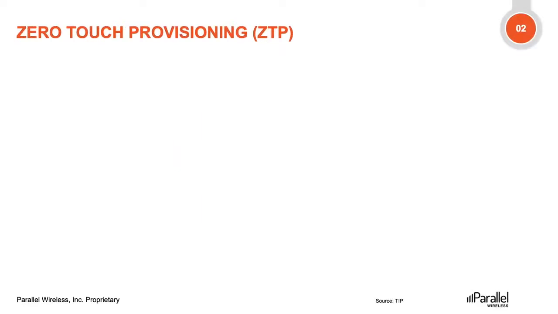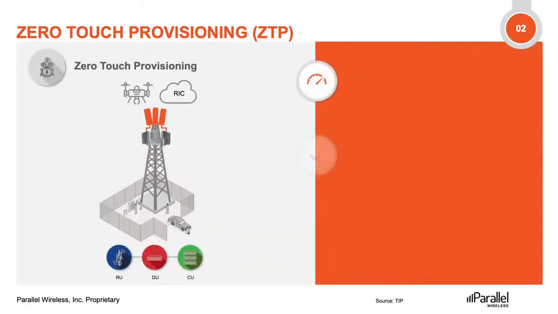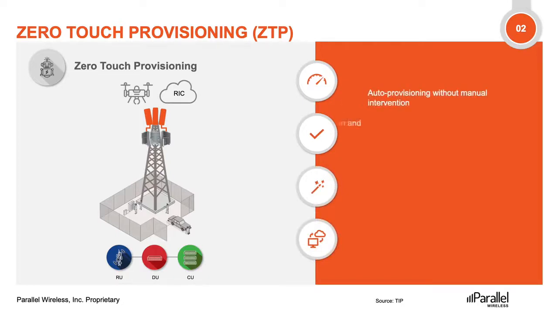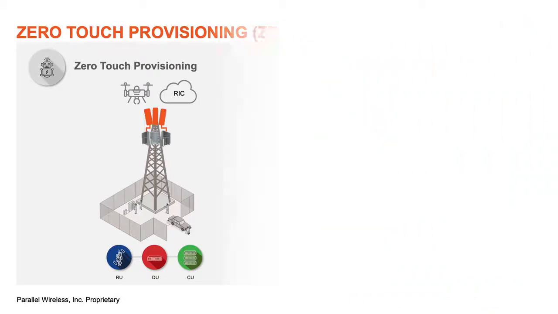The next stage is zero touch provisioning. The next stage, once the infrastructure has been set up, is to provision the service or bring a radio site up. Zero touch provisioning is the automated way of provisioning a service with no manual intervention needed at all. Key aspects of ZTP are automated software installation and configuration. It decreases complexity, reduces time, error, and cost. Relatively safe for RAN installation. Easier to deploy large number of sites as no site visits are needed with ZTP.